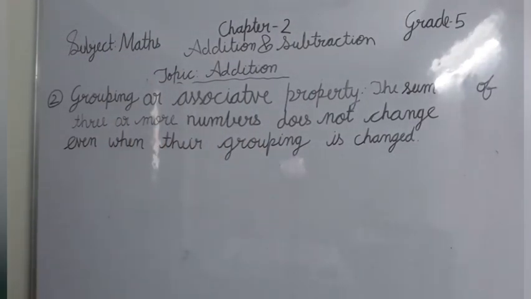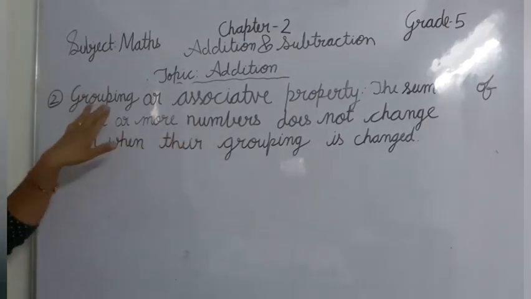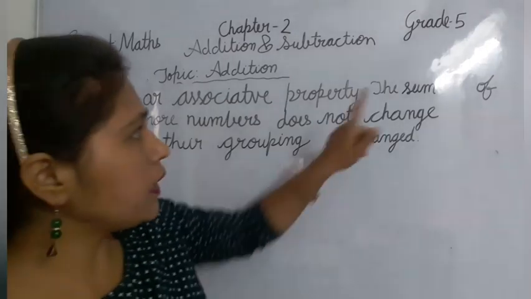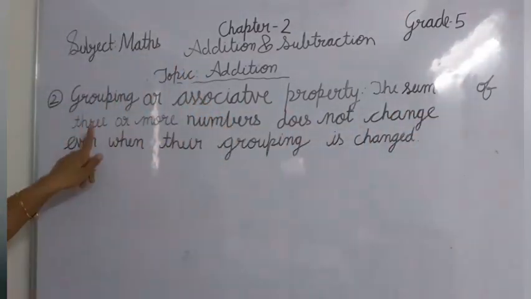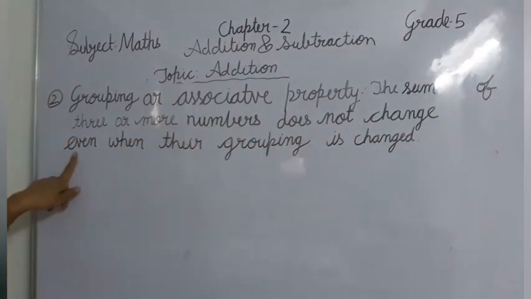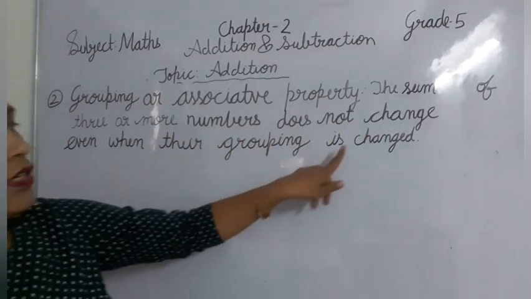The second property of addition is grouping or associative property. We can name this grouping, or you can say associative property. Both are the same property. Okay. So what happened in this property? So let's read with me. The sum of 3 or more numbers does not change even when their grouping is changed.